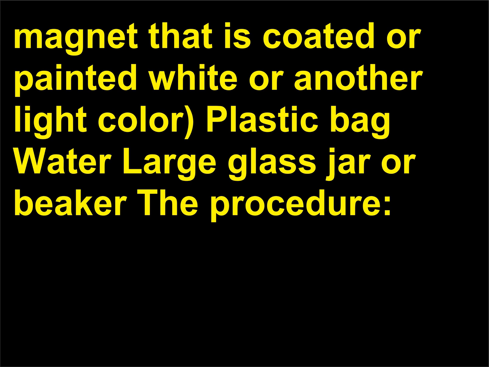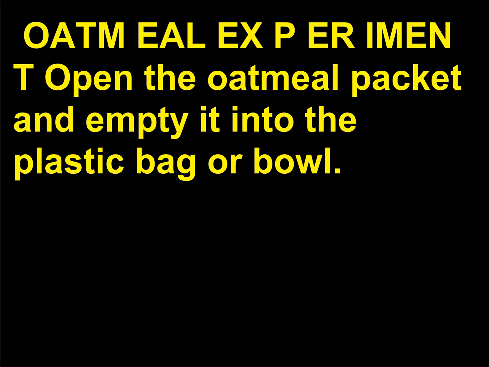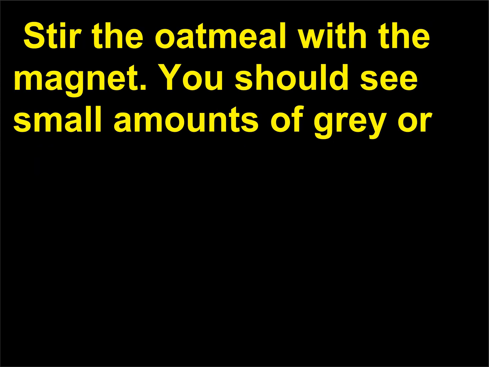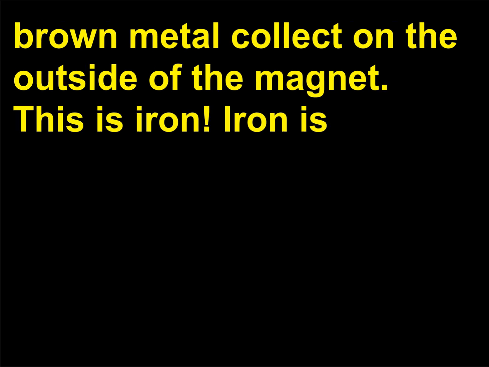The procedure: oatmeal experiment. Open the oatmeal packet and empty it into the plastic bag or bowl. Stir the oatmeal with the magnet. You should see small amounts of gray or brown metal collect on the outside of the magnet. This is iron.